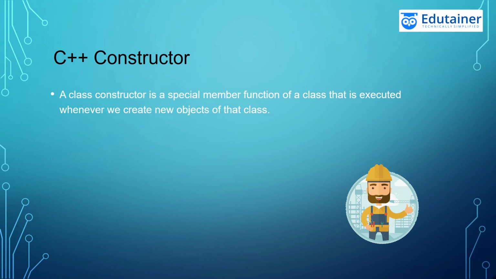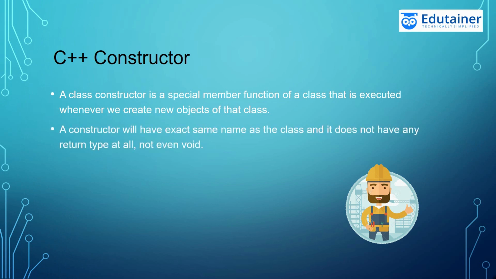A class constructor is a special member function of a class that is executed whenever we create a new object of that class. So whenever you create an object, a constructor is called. A constructor will have the exact same name as the class, and it does not have any return type, not even void. So a constructor always has the same name as the class, and it does not have any return or void type.